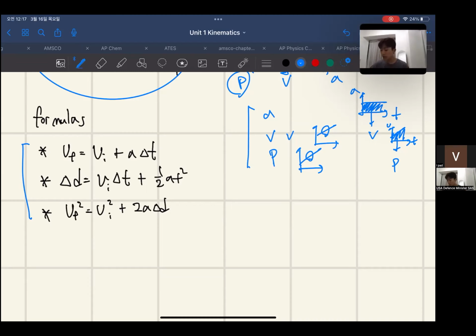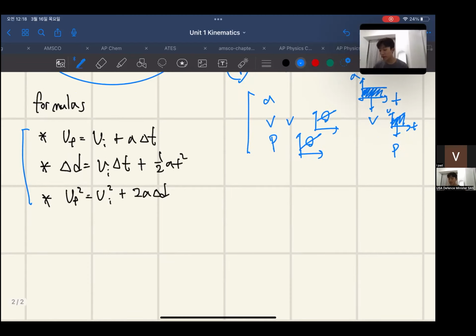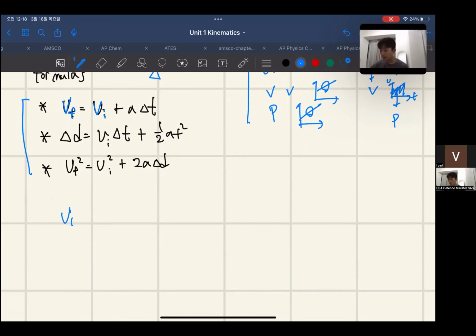So let's look at the first formula first. Vf equals Vi plus A delta T. Now, Vf is velocity final, in other words, the final velocity. Vi is velocity initial, or the initial velocity. A is acceleration. Delta T is time, but the change in time. Now, delta is a Greek letter, and it basically means the change. So when it's delta T, it means the change in time. So the formula Vf equals Vi plus A delta T means the final velocity is equal to the initial velocity plus the acceleration times the change in time.